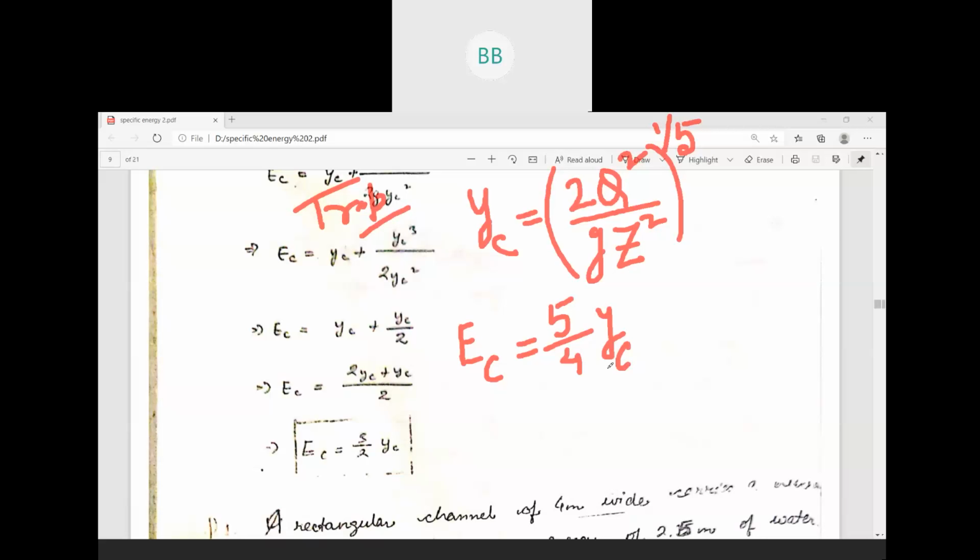The rectangular channel is very simple to derive, and it's very simple to remember also. When you go for a competitive exam, they used to ask for trapezoidal. Sometimes they ask for rectangular, but most of the time they ask for trapezoidal. That is why you write down this expression. For YC, it's twice q square divided by g z square. Z, I think you all know: when you talk about trapezoidal, we will have a side slope, that is 1 is to z. So YC is 2 q square divided by g z square, whole to the power 1 by 5, and EC is equal to 5 by 4 YC.